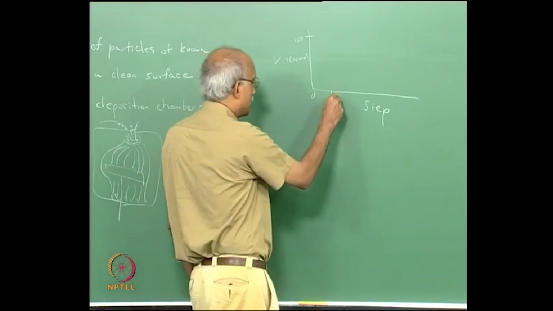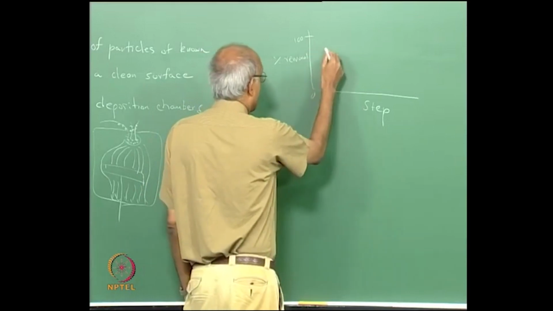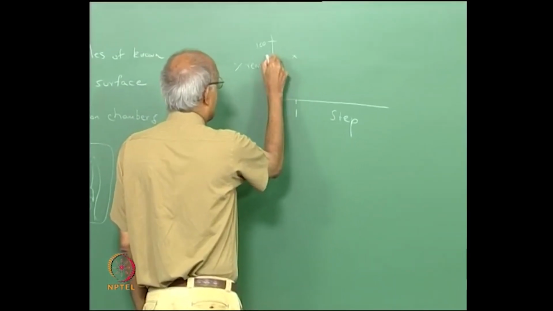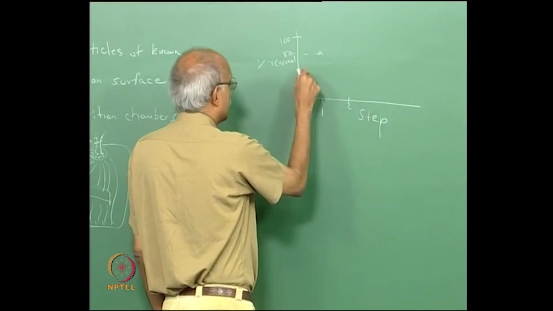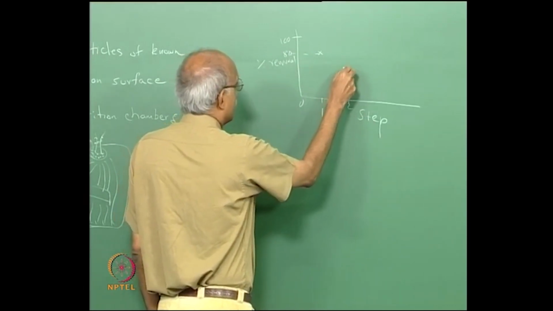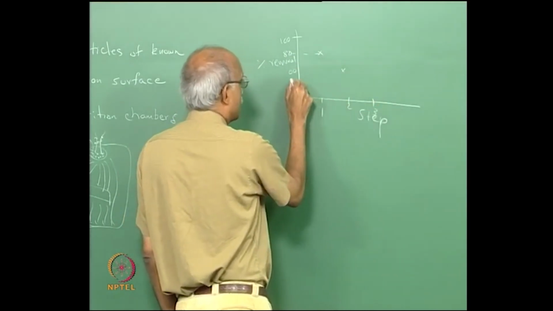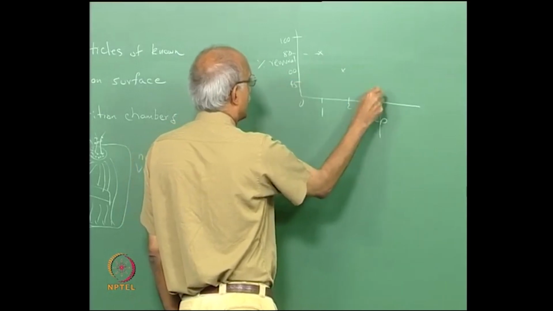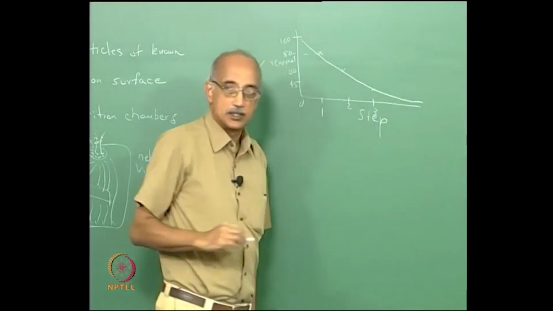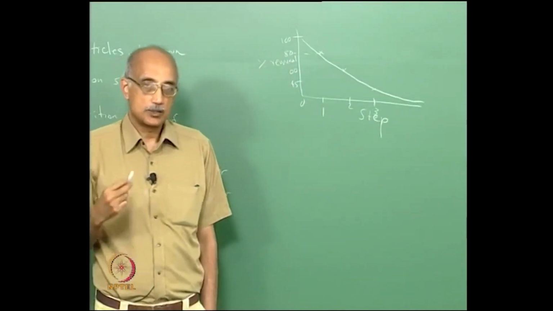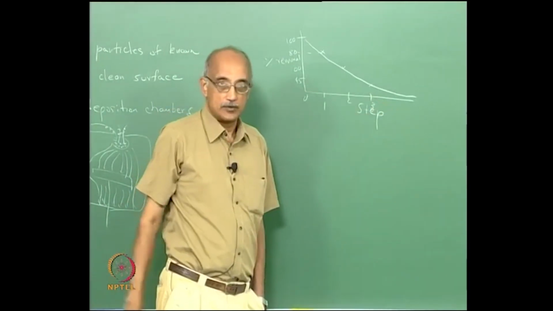So, after step 1 you would have removed some particles, and let us say that now you are at 80. You take one more step and now you are at, let us say, 60, and you apply one more adhesion force, now you are at 45 and so on. So, you will follow some curve like this, where a certain number of particles will be removed every time, and this will typically have an asymptotic behavior.